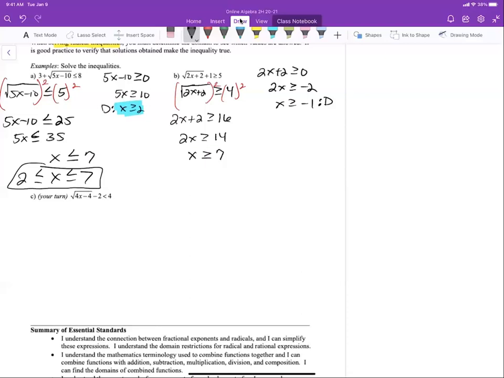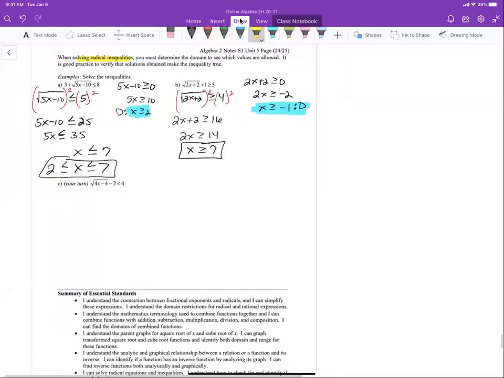Notice this domain restriction says that x has to be greater than or equal to -1. So it does not alter what we found as our solution because 7 is greater than -1. But we should test it. I'm testing it in the original equation. 2 times 7 is 14 plus 2 is 16. Square root of 16 is 4. 4 plus 1 is greater than or equal to 5. Okay, try one yourself.